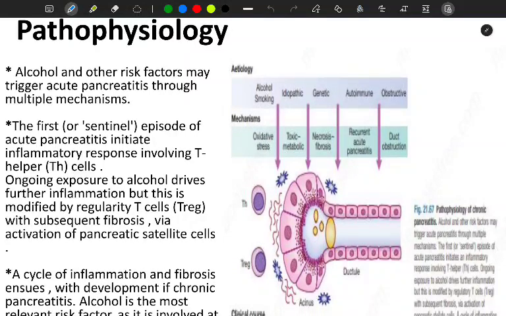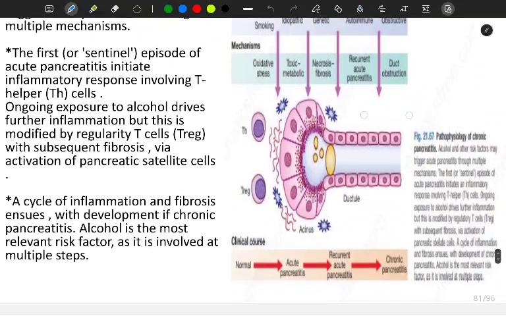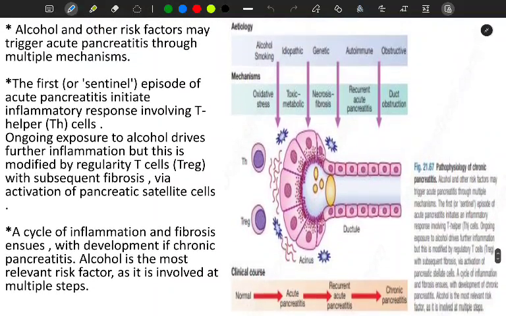By the pathophysiology, alcohol and other risk factors, the first episode of acute pancreatitis, inflammatory cells, it always starts with type 1 inflammation, T helper 1 cells, inflammatory cytokines, inflammation, recruitment of other cells, then the cycle will continue if the patient continues what he's doing, or we do not address what's going on from the first. Next.